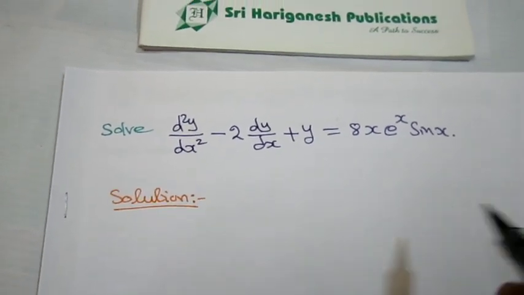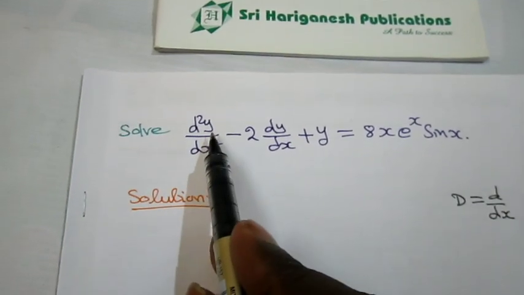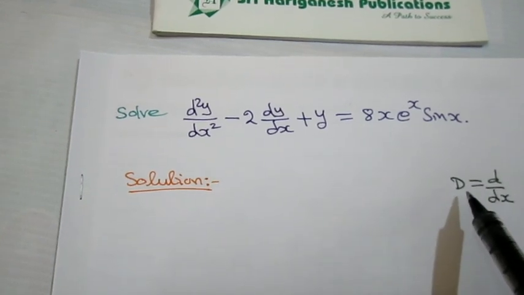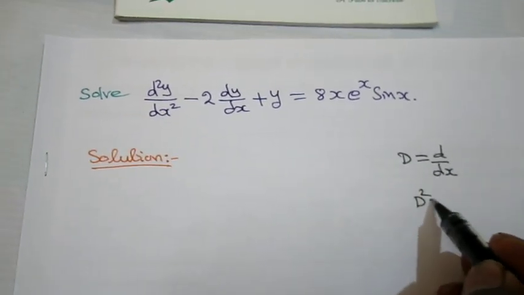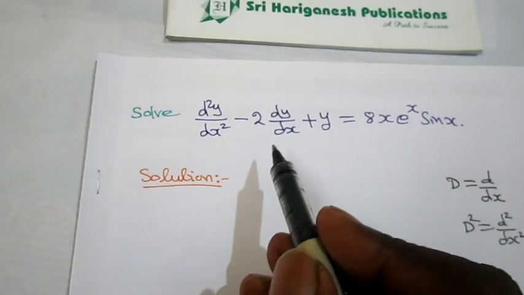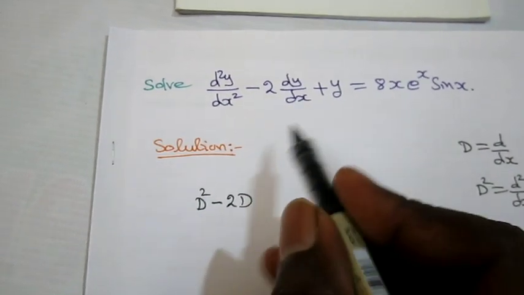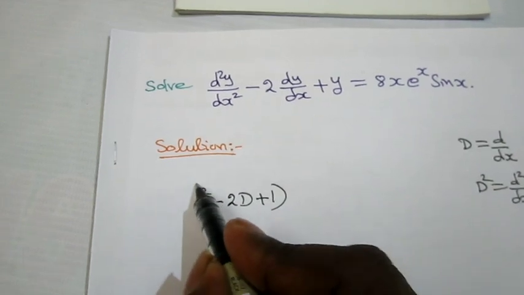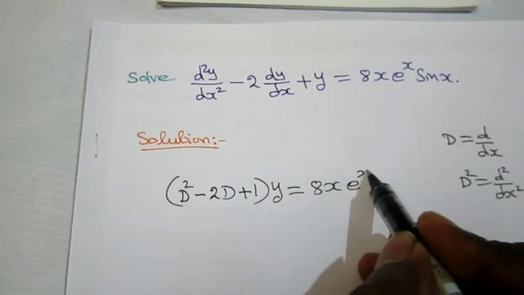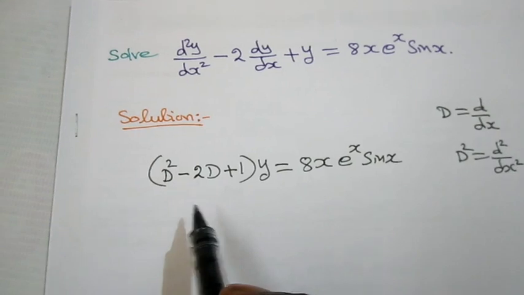So here capital D is always d by dx. Therefore, if you first take y outside, the remaining d by dx can be taken as capital D, and d square is d square by dx square. So the above differential equation is converted into D square minus 2D plus 1, taking y outside, into y equal to 8x e power of x into sin x. Now this is the differential equation in standard form.